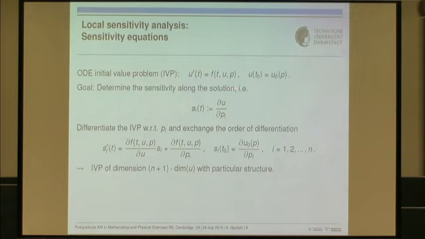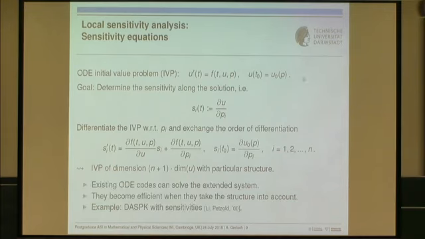And then you compute, similar to automatic differentiation, the solution of your ODE system together with the time-dependent sensitivities. And this system here has a particular structure. For instance, this Jacobian is the same for each i. But the dimension of this extended ODE system is n, the number of parameters, plus 1, times the dimension of u. If you have a big ODE system, that can be really big. Okay, but it can be solved using existing ODE codes.